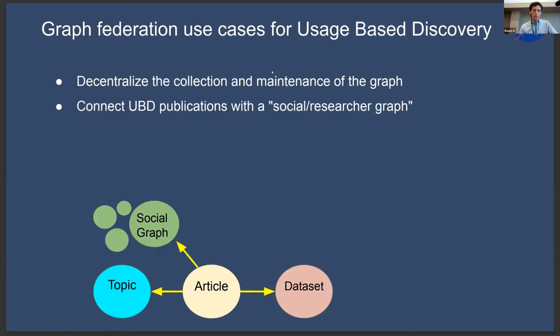And here are some more specific use cases. So the first one is we could connect UBD with a social or researcher graph. So if I'm a user using usage-based discovery and I find a research article that I'm really interested in, I might need a little more information. I might want to contact the person that made that article or some of the people involved, or even see how I am related to some of the people involved in that research and better understand the community surrounding that research.